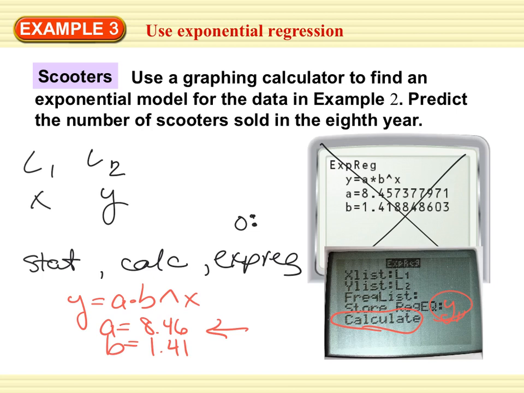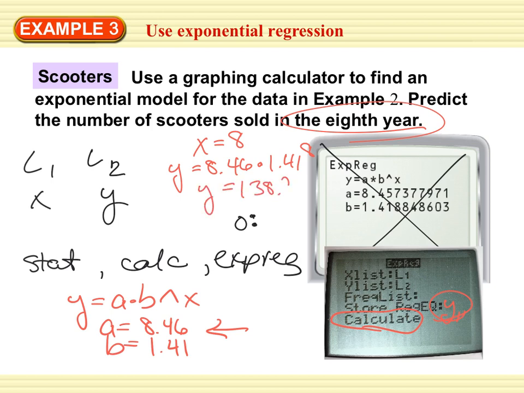Now we can find the 8th year by substituting x equals 8 into our equation: 8.46 times 1.41 raised to the 8. And I got y at 138.9 scooters, or approximately 140.